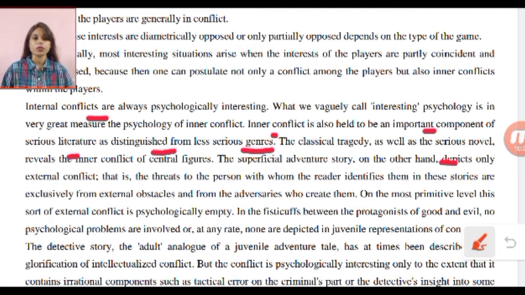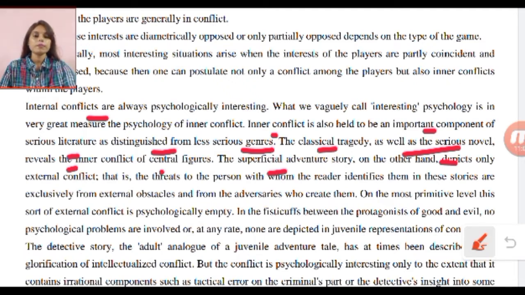the less serious genres. Next, the classical tragedy as well as the serious novel reveal the inner conflict of the central figures. So now they are moving over to the explanation of classical tragedy and what happens in those kinds of serious novels. In classical tragedy as well as in the serious novel, the central figures are basically having inner conflicts. They're revealing the inner conflicts within them.